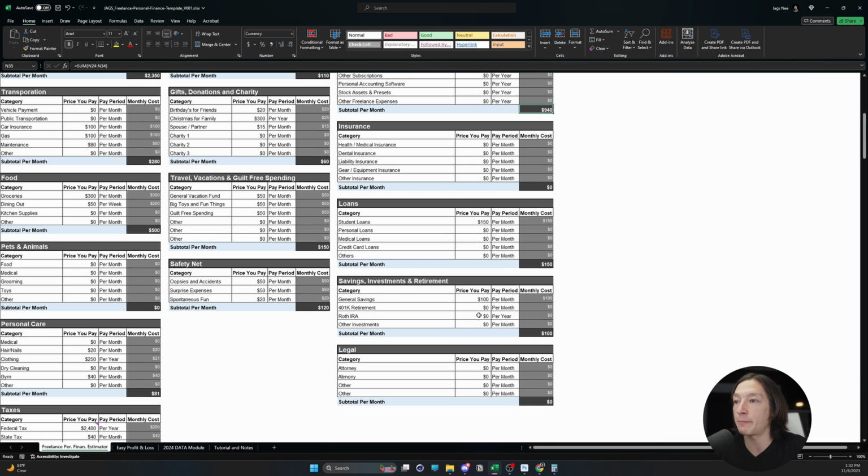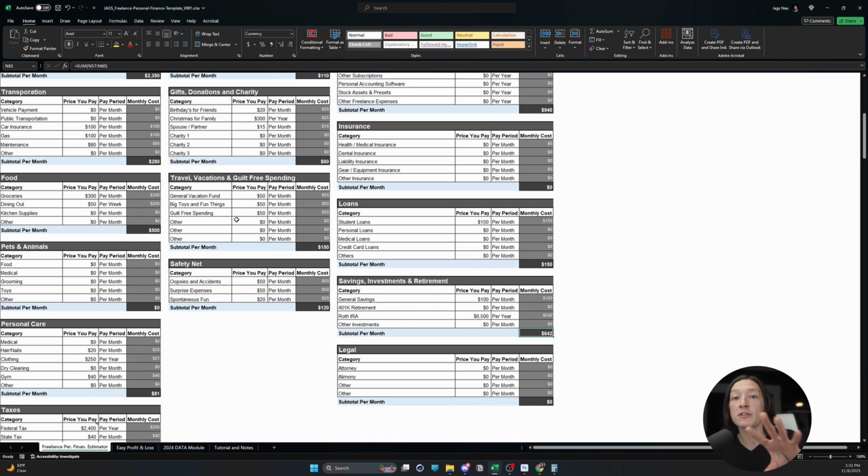And then let's say hypothetically we wanted to max out our Roth IRA, which is a retirement and savings account, we would set this to $6,500 per year. That is the current maximum contribution you can make to your Roth IRA per year. So that means our savings and investment category is now this much per month.